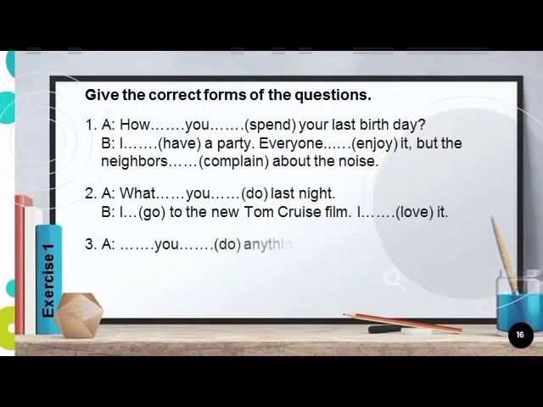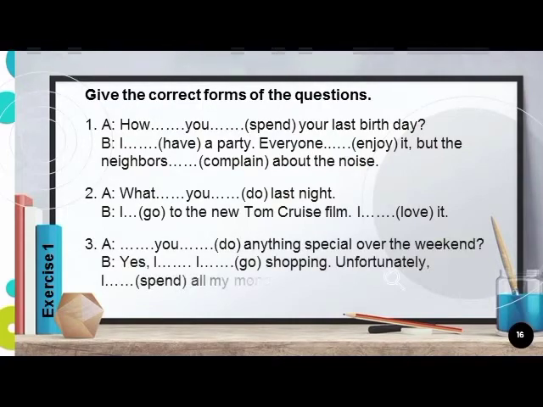The answers are 1. A. How did you spend your last birthday? B. I had a party. Everyone enjoyed it. But the neighbors complained about the noise. 2. A. What did you do last night? B. I went to the new Tom Cruise film. I loved it.